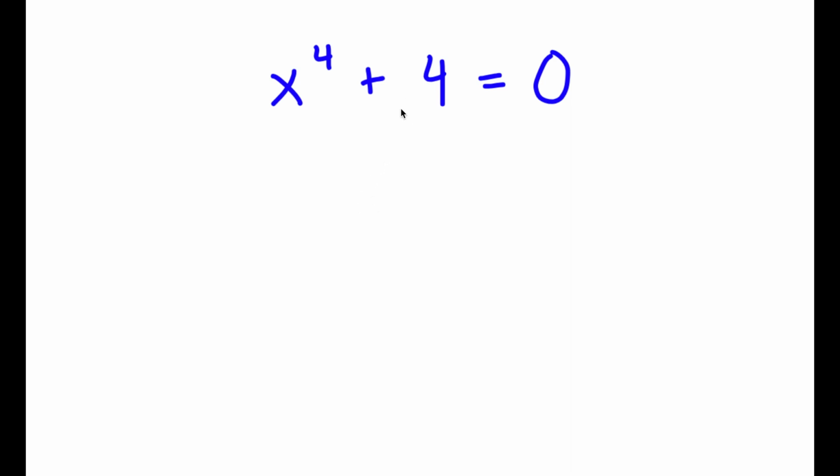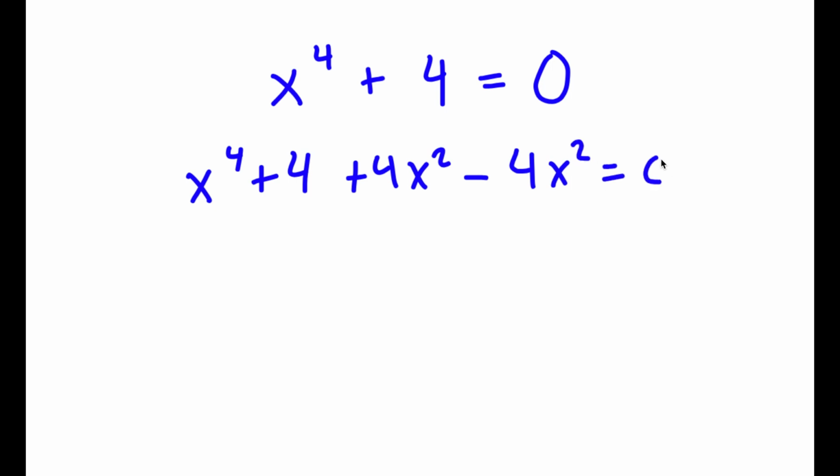Alright, so in this problem, I have x to the power of 4 plus 4 is equal to 0. To solve this problem, I'm going to start by adding as well as subtracting 4x squared on my left-hand side. So now I'm going to have x to the power of 4 plus 4x squared minus 4x squared is equal to 0. So 4x squared minus 4x squared is simply 0, so this doesn't really do any illegal changes.